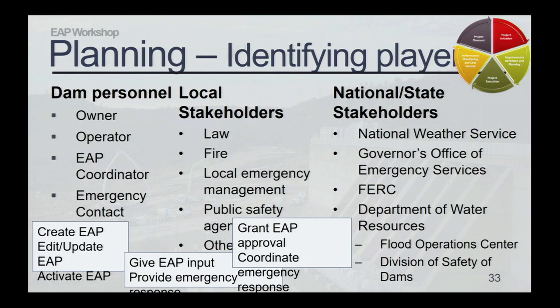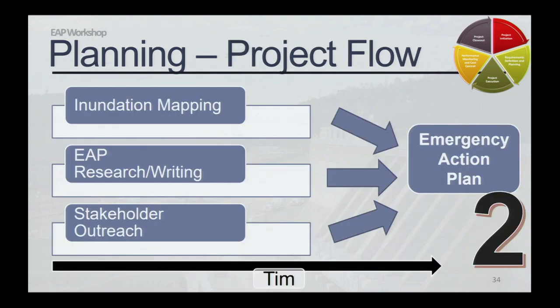So far we've defined the scope and identified the key players. So the final part of our planning process is to draft the project flow. And you can think of it as three major tasks that can be accomplished more or less simultaneously. So your inundation mapping can happen at the same time as your EAP research and writing, at the same time as your stakeholder outreach. You bring them all together and create your emergency action plan. So that's the end of the planning phase, and we move on to execution.